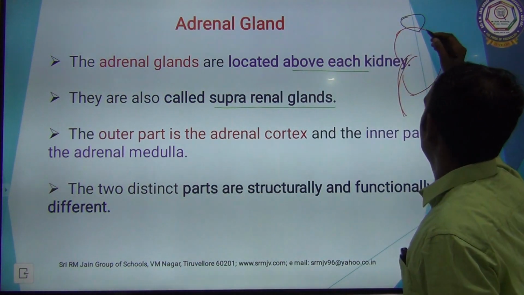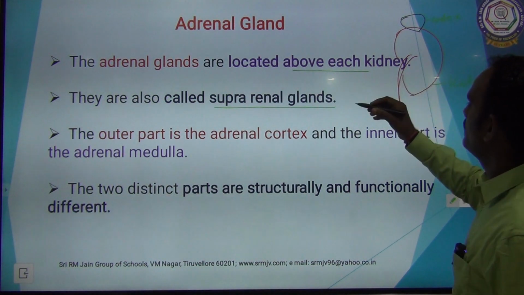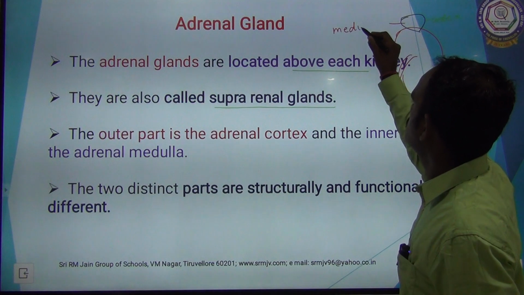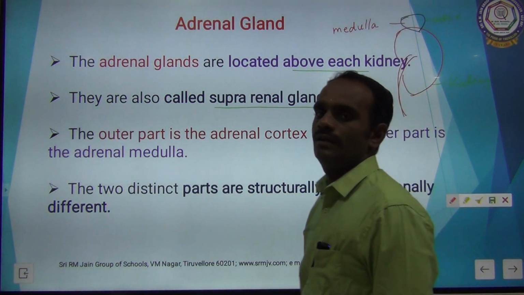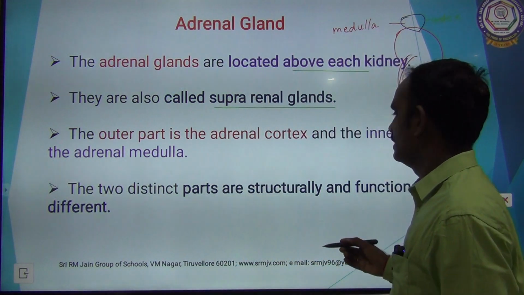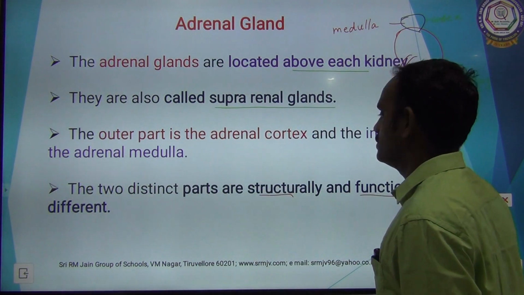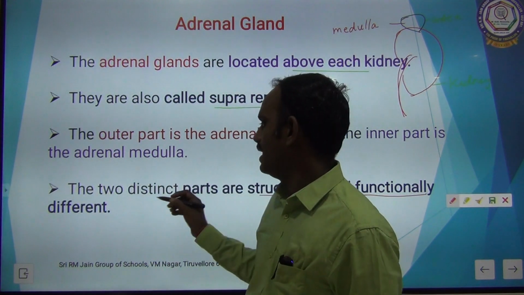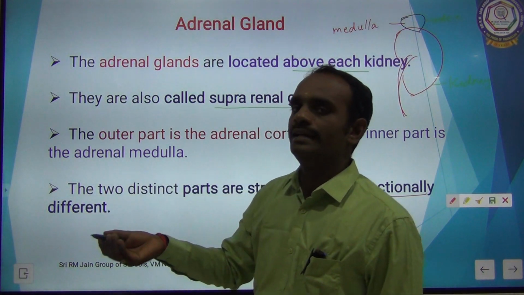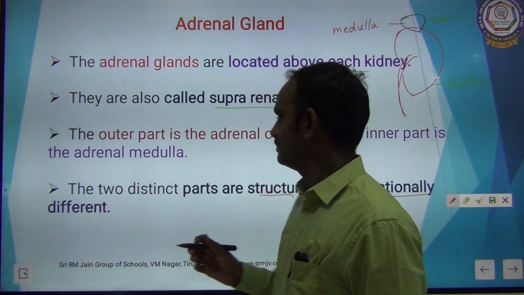The outer part of the adrenal gland is called cortex, while the inner part is called medulla. These two, outer part and inner part, are structurally and functionally different. So, they have distinct parts. Adrenal gland has two distinct parts. They are cortex and medulla. These two parts are structurally as well as functionally different.